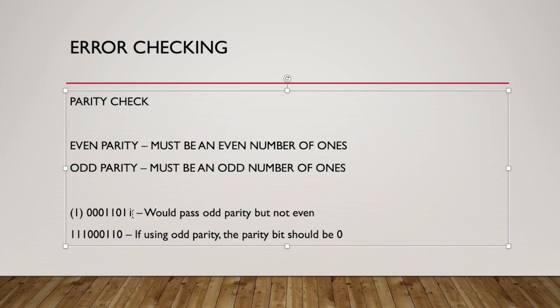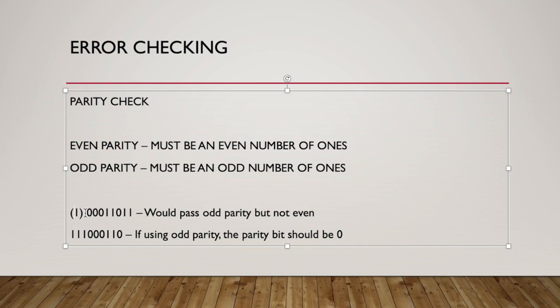Let's say the question asks you, what would the parity bit be for this if it was odd parity? The parity bit for this would be a 1. If it already has the parity bit inside it, and it's asking you, would this pass the parity check? They will make it clear to you which one the parity bit is. They might put it in brackets like I have. They might make it red.